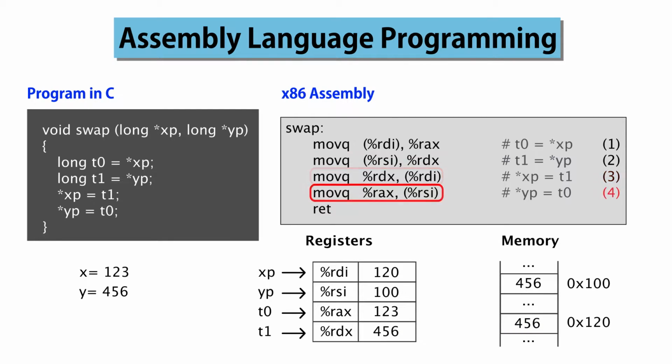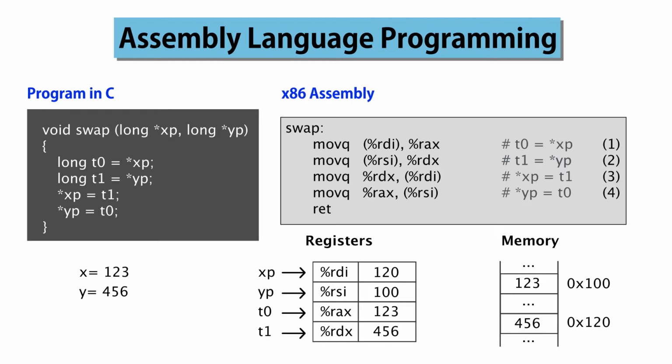Finally, on line 4, we put the integer x, i.e. 123, which we previously stowed in temp t0, into the address pointed to by yp. This gives us our final state. At this point, we've accomplished our goal of swapping the values x and y in memory.